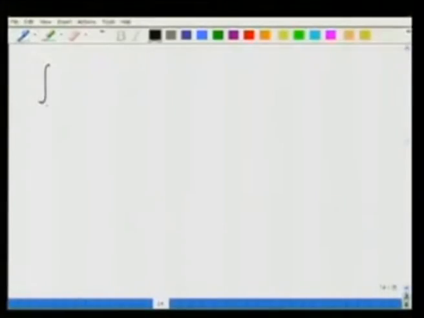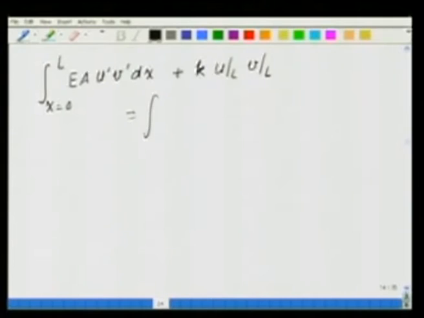So, when we shift it to the left hand side, the weak form becomes integral 0 to L EA u prime v prime dx plus k u at L v at L is equal to integral 0 to L f naught v dx minus k delta naught into v at L. So, with this what happens?